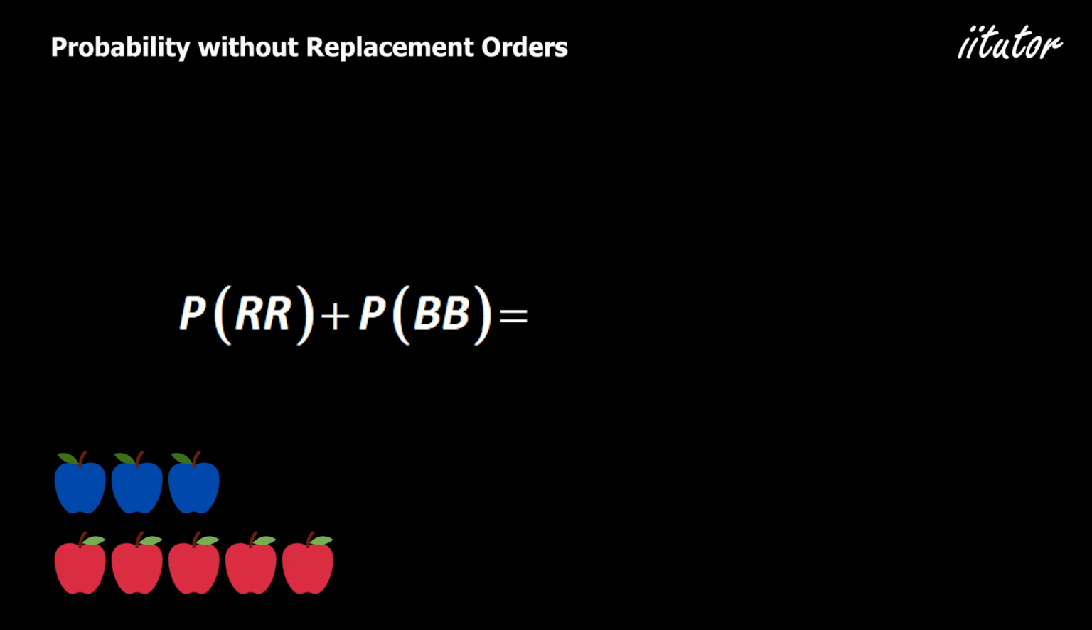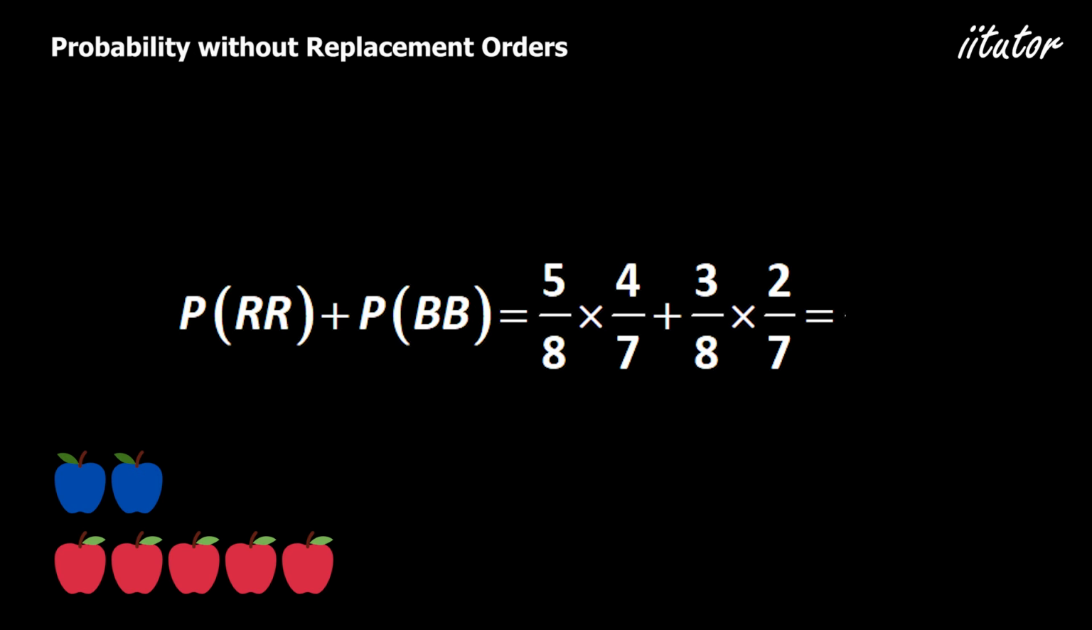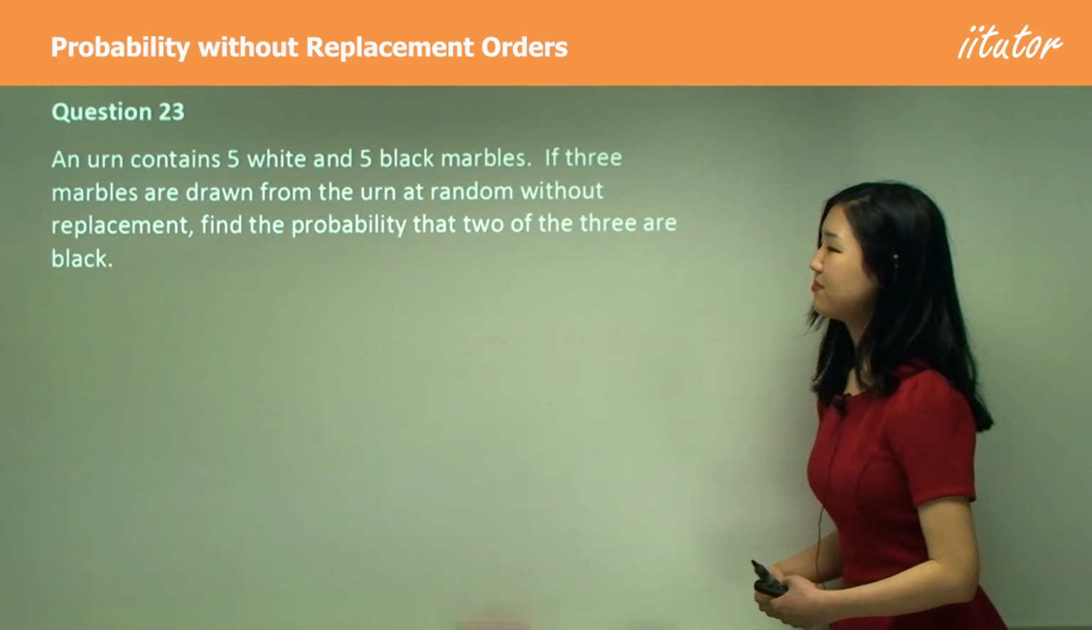So the probability of getting red, red is 5 out of 8 times 1 less on top and bottom, which is 4 out of 7, because there's 4 red apples left out of 7 total apples. Or blue, blue. So 3 out of 8 times 1 less on top and bottom, which is 2 over 7, because I've already eaten 1 blue apple. And then you calculate it, that's what you should have.